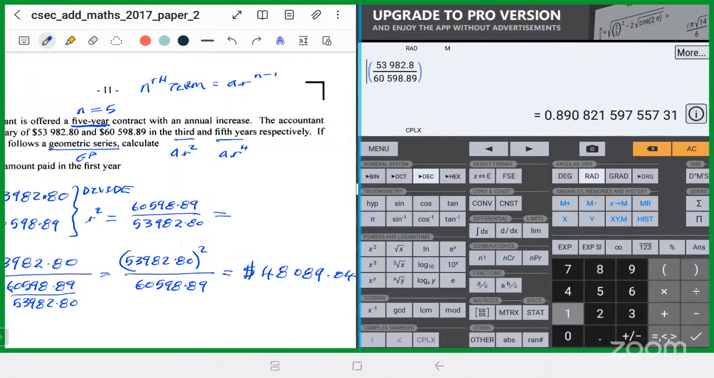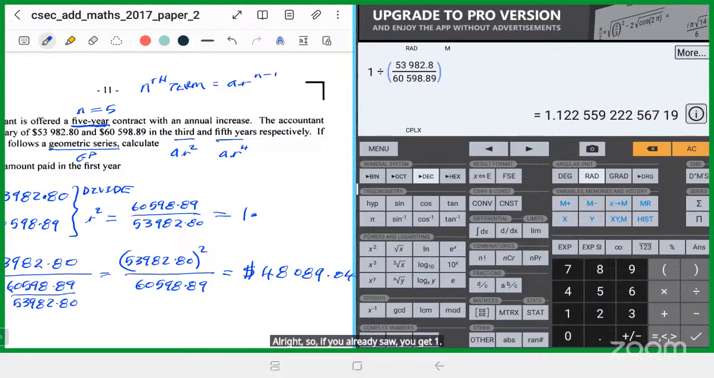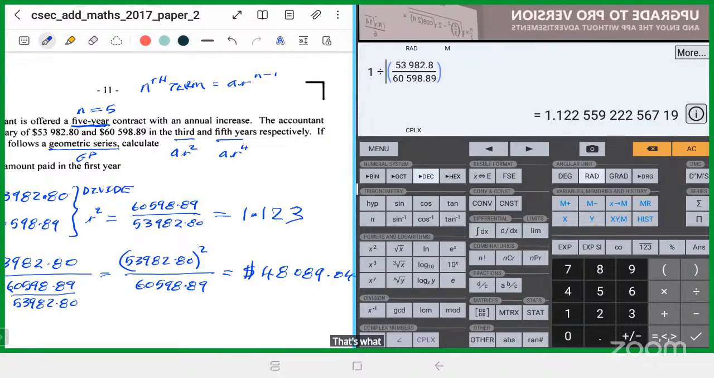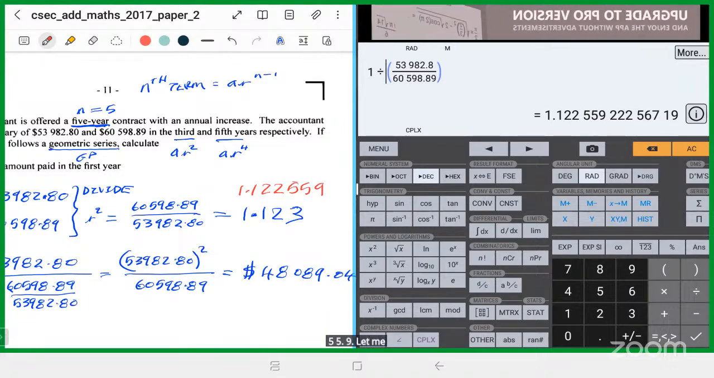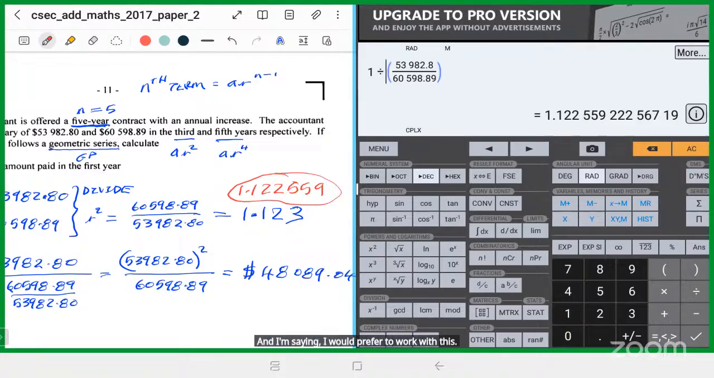1 divided. Alright, so if you write this out, you get 1.122 or 1.123. That's what it will work out to if you work it out. If you put 3 decimal places, as compared to a different number of decimal places, let me put 1.122559. I would prefer to work with this rather than this. But I think a lot of persons might even work with 1.12.